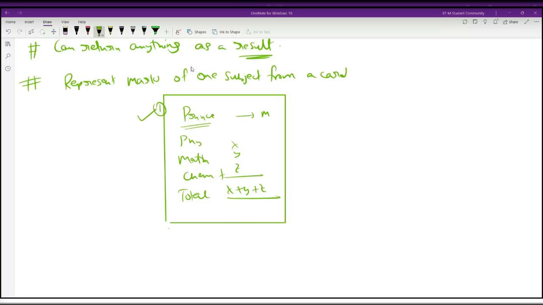And now we have the card of Prince. And now we can represent marks of one subject from a card by using parameters. What parameter should we use? Can someone tell me the answer from the explanation given? What parameter should be used in order to get only one subject? Field. Yes, there should be a field, and we want only your marks. We do not want any other person's marks.